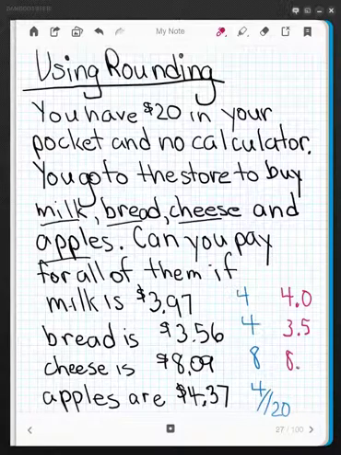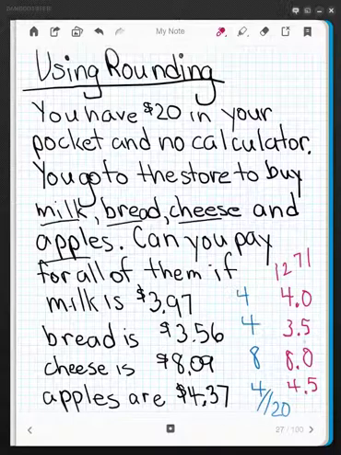$8.09 would be 8.0. And then $4.37, that would be 4.5. Now you see, this is a little messier to keep track of in your head, but the way I would keep track of it is I'd say, okay, well, the 4 and the 8, that makes 12, right? And the 3 and the 4, that makes another 7, and then these make another 50, or 50 and a 50 make another dollar, and so 12 and 7 is 19, and a dollar is 20.